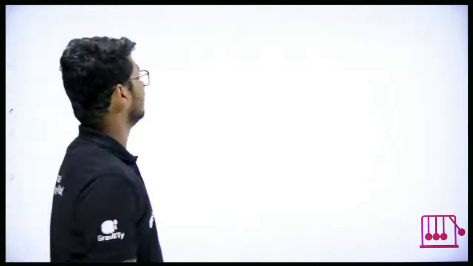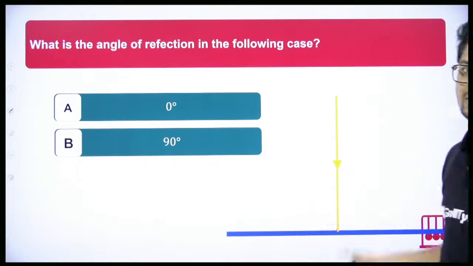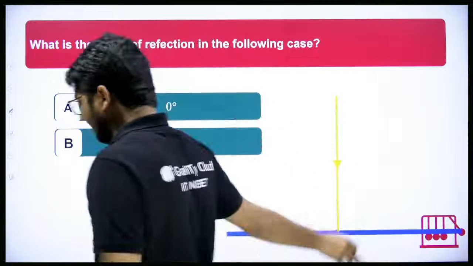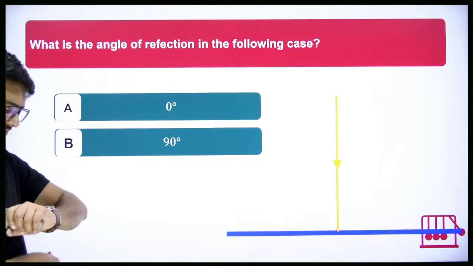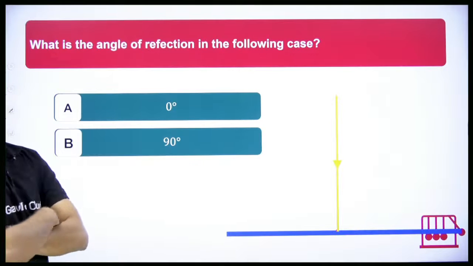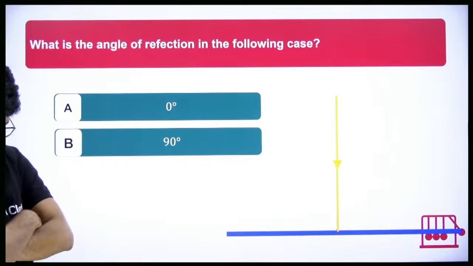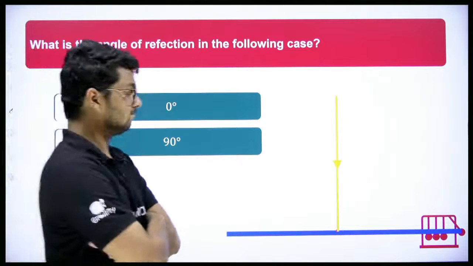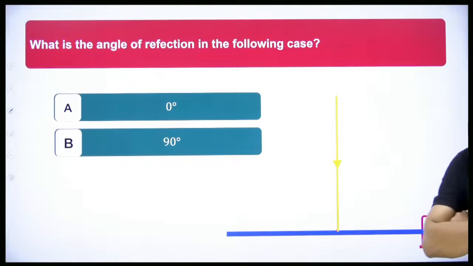Got it? Good. A simple question on this. What is the angle of reflection in the following case? The diagram is shown to you. So what is the answer? 0 degrees or 90 degrees? We just discussed this. So very quick, 15 seconds. Please answer this. The angle of reflection in the following case, 0 or 90?